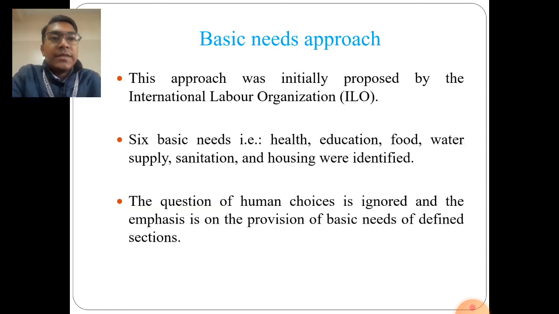The next one, the basic need approach. This approach was initially proposed by the International Labour Organization. According to the International Labour Organization, there are 6 basic needs which a human being needs. A human being requires better health facilities, better education facilities, food, water supply, sanitation and housing. These are the main things which a human being needs for living a better standard of life.